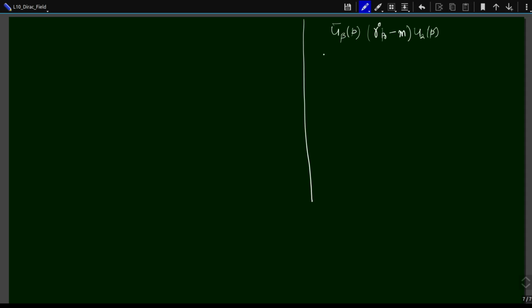So here what I will need is 2 terms. As you can see, gamma 0 times u bar will become just u Dirac. So we'll have u Dirac beta of p, multiplied by p0, u alpha of p, minus m times u bar beta of p u alpha of p. So this thing is twice m, we know.